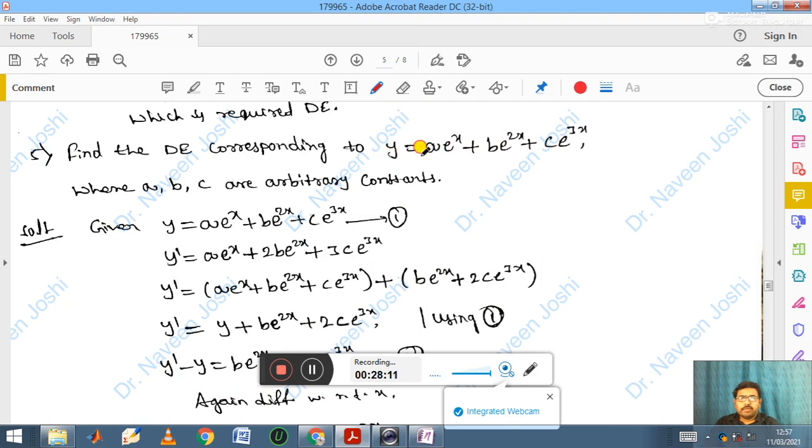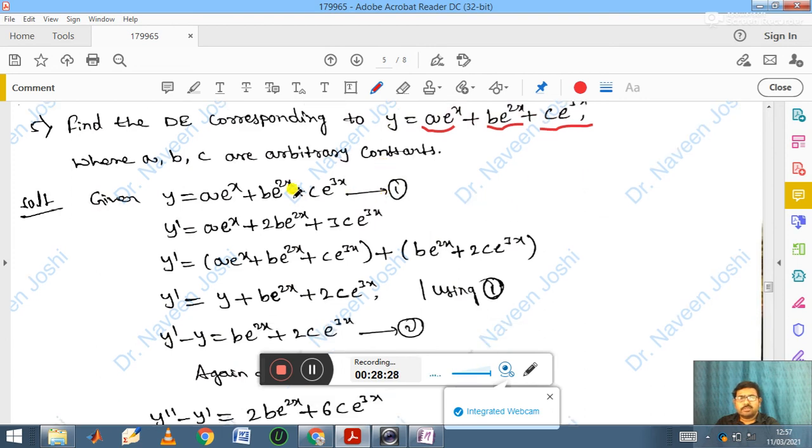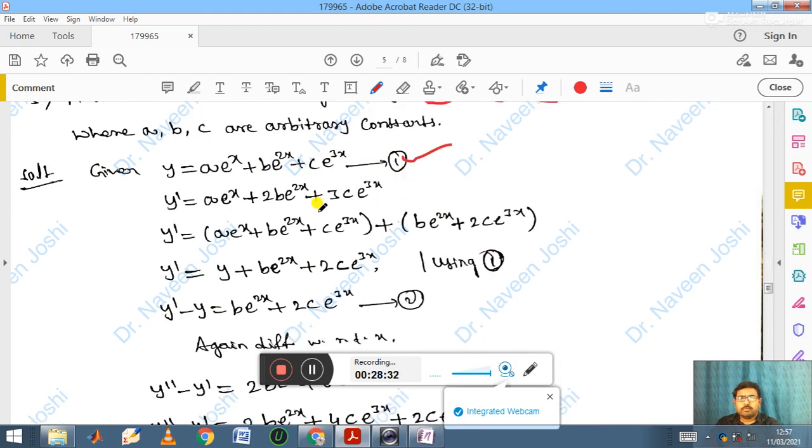Here y equals a e power x, b e power 2x, c e power 3x, means it is consisting of 3 arbitrary constants a, b, c. Means if you eliminate a, b, c, then it leads to a third order differential equation. Let us see quickly. The given expression you take as equation 1, then go for the first differentiation.